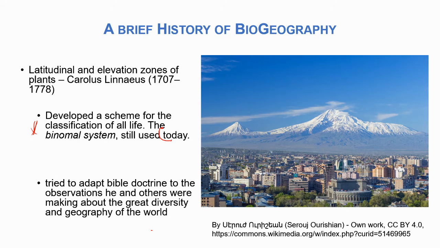Just as a side note, he and all of these other scientists who were working at the time were religious men. And so to reconcile their religious beliefs with their scientific work, often they tried to adapt what they were seeing to what was said in the Bible. And so he tried to adapt the Bible doctrine to the observations he and others were making about the diversity of plants and animals on the earth, by saying that Noah's Ark landed on this mountain in Turkey, Mount Ararat, a really tall mountain near the border of Turkey and Armenia.